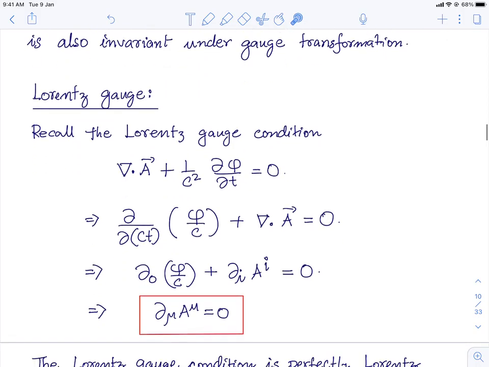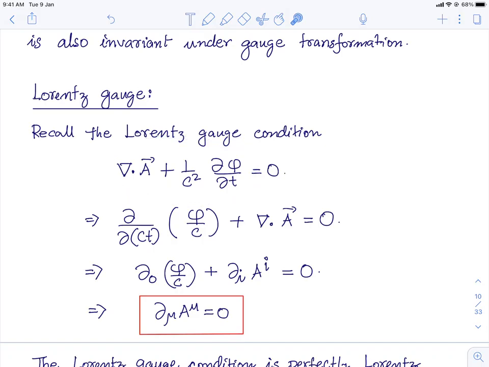Now, let us see what the Lorentz gauge means. We will use this condition in order to write down the retarded potentials. We've used this gauge condition to write down the retarded potentials, so let us check what this condition means. This was the Lorentz gauge condition, if you remember correctly.